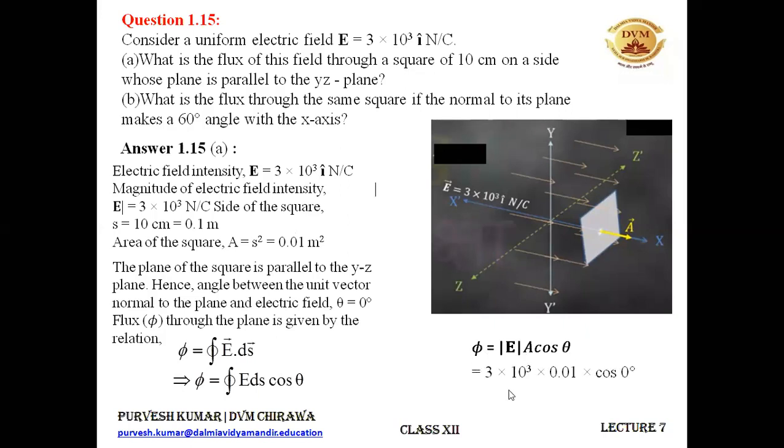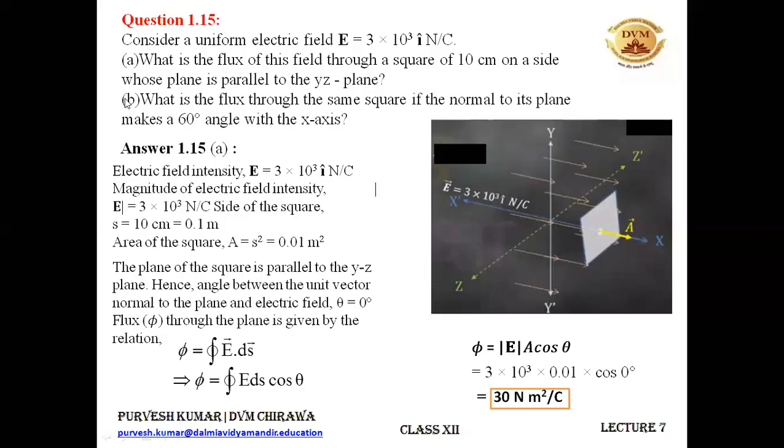So it can be written like this. In place of E, write the value of the electric field. In place of A, write the value of the area. In place of theta, write the value of the angle between the electric field and the area vector, which is 0 degrees. So cos 0 is 1. When you solve it out, you are left with 30 Newton meter square per coulomb. So this is the flux passing through the surface. If you have some doubts, please ask.